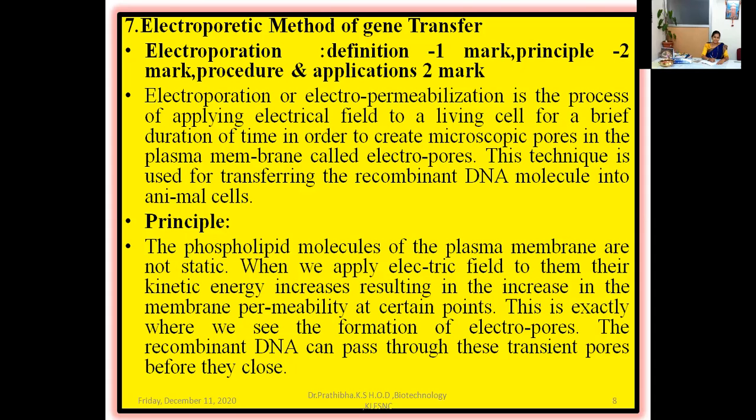Okay. Now let us go through the principle. The phospholipid molecules of the plasma membrane are not static. When we apply electric field to them, their kinetic energy increases, resulting in the increase in the membrane permeability at certain points. This is exactly where we see the formation of electropores. Very minute pores can be observed in the plasma membrane when we put the electric field. The recombinant DNA can pass through these transient pores before they close. Transient means temporary pores.